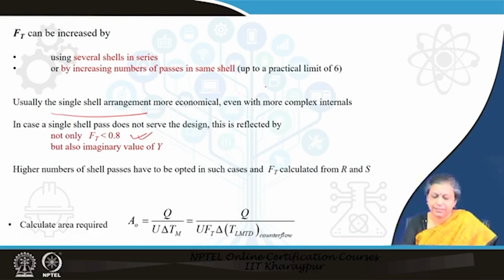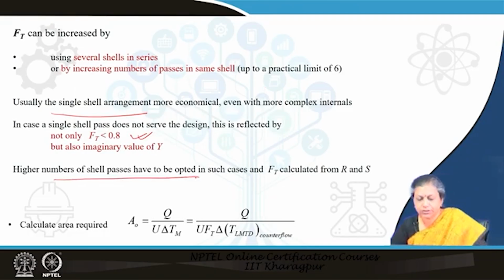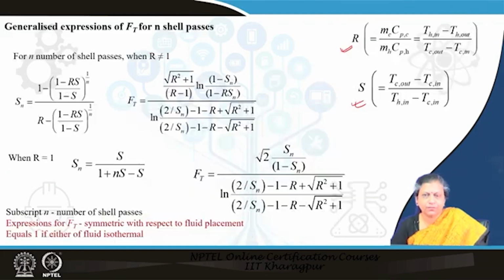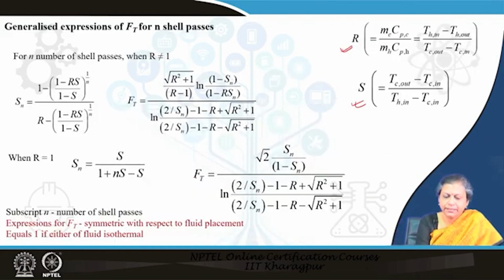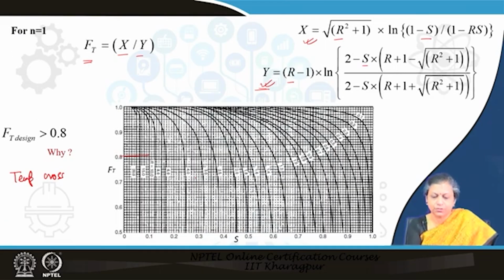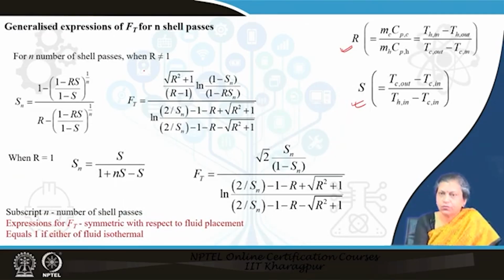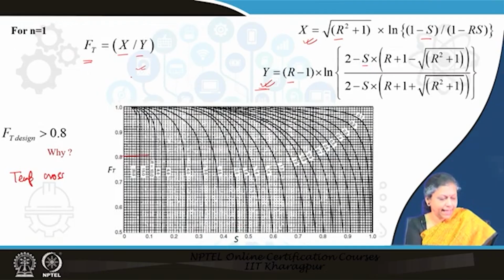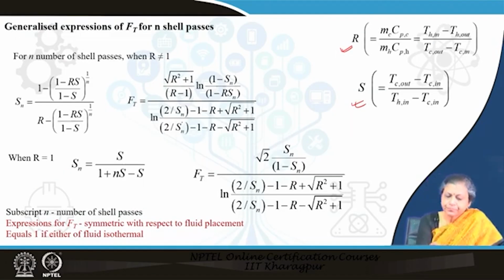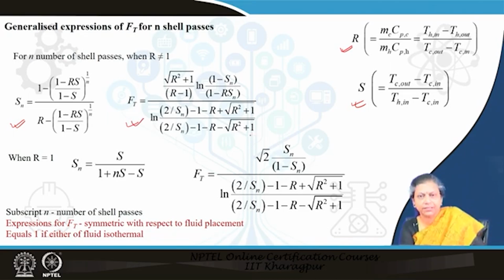If that happens, then we have to go for a higher number of shell passes. When we go for a higher number of shell passes, we cannot use this particular formula anymore, and we have to go for much more involved formulae. In fact, this expression has been derived from these expressions only. Considering n to be the number of passes, you have to find out Sn, and once you have found out Sn and R, you are supposed to find out Ft, and then you can use this Ft to correct your delta T LMTD, and then you can go ahead with your design.